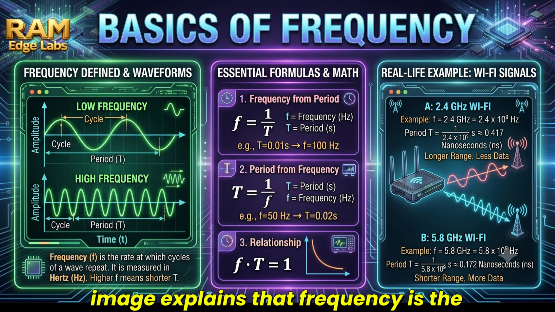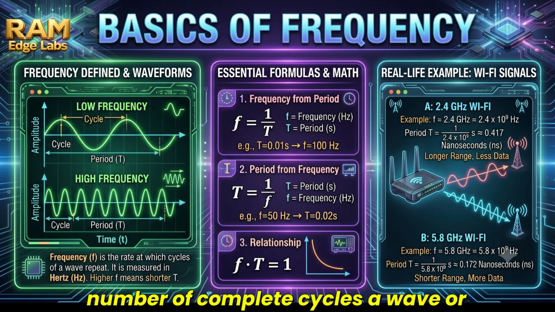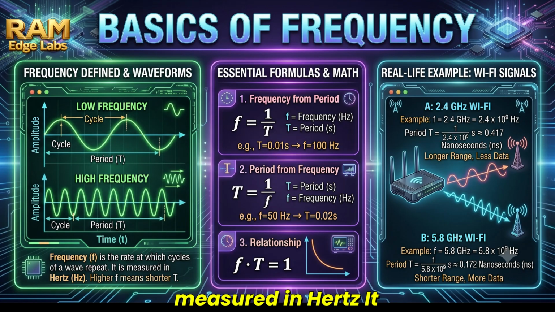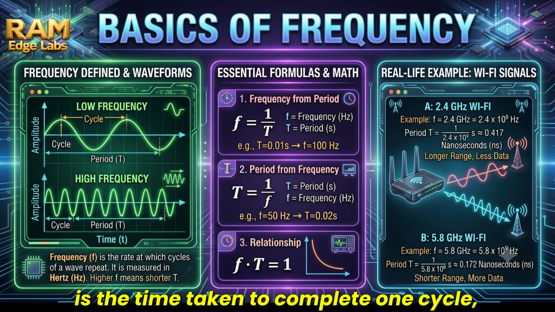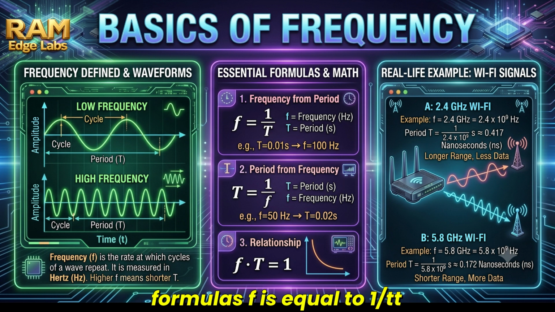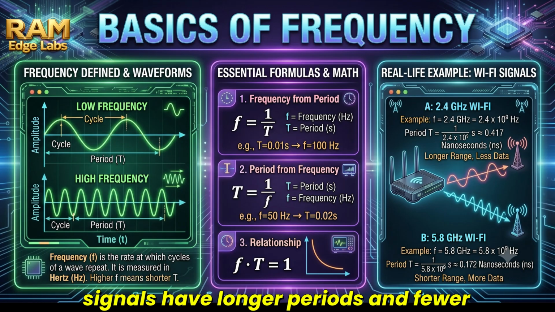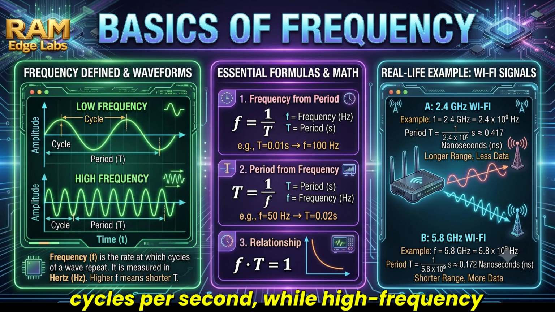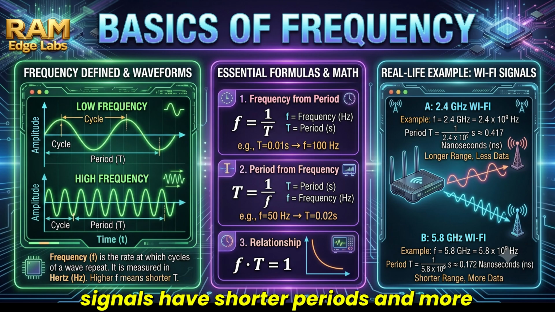In summary, the image explains that frequency is the number of complete cycles a wave or signal makes in 1 second and is measured in Hertz. It also shows that the time period, T, is the time taken to complete one cycle, and both quantities are related by the formulas F = 1/T, T = 1/F, and F times T = 1. Low-frequency signals have longer periods and fewer cycles per second, while high-frequency signals have shorter periods and more cycles per second.